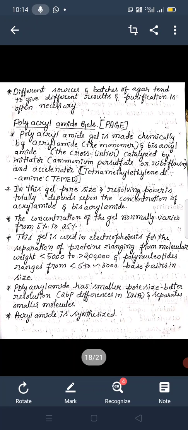Here the pore size is such that it can resolve about 2 base pair differences in DNA, and acrylamide is synthesized. It does not occur naturally. It is a synthesized form, so we have to prepare this acrylamide.